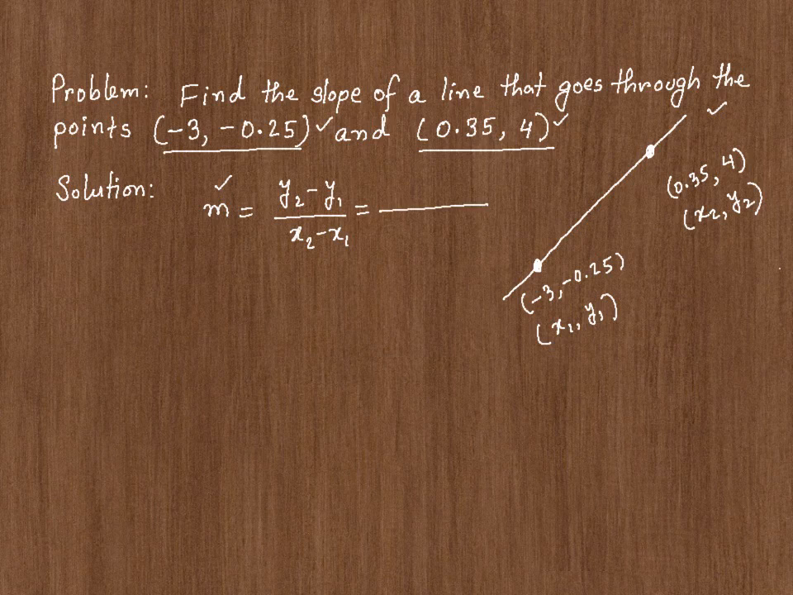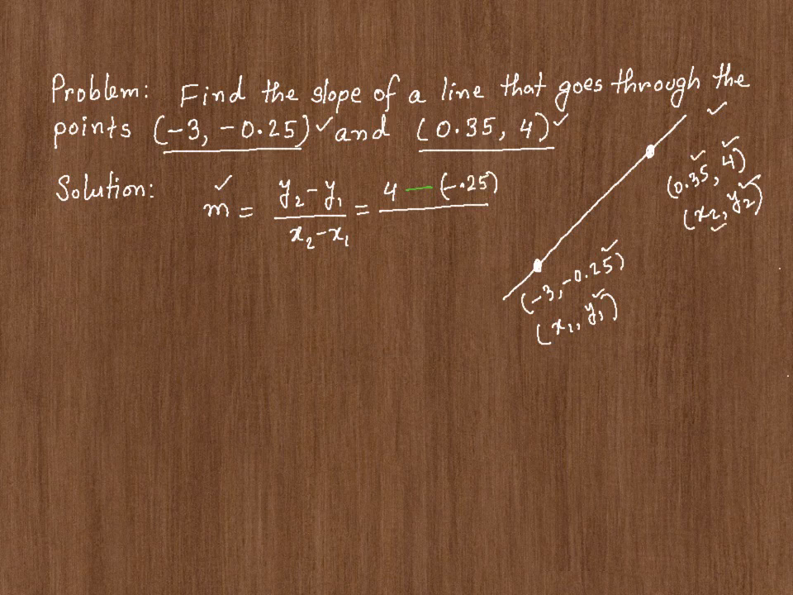So if we do so, what we get is this. My y2 is 4. So 4 minus, and I'm going to use a different color to show that it's actually coming from the formula. So this minus actually comes from the formula. Minus y1. So what is my y1? Look, this is my y1, negative 0.25. So I'm going to put it inside the parenthesis, negative 0.25. Similarly, x2 minus x1.